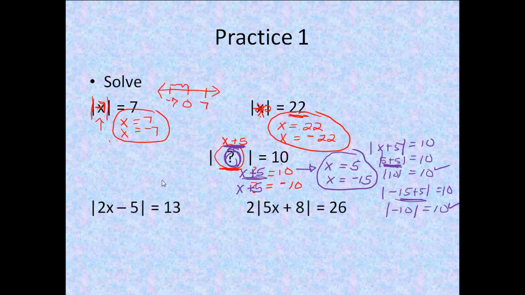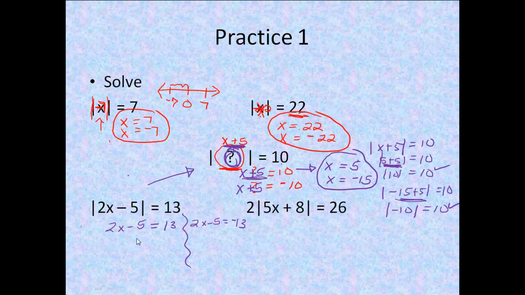Okay, here's two more problems. We're going to treat them very similar to this middle problem. I am going to take that 2x minus 5 and I'm going to set up two separate equations. I'm going to set it equal to 13, and then I know that inside can also be equal to negative 13. And I'm going to solve my equation separately.